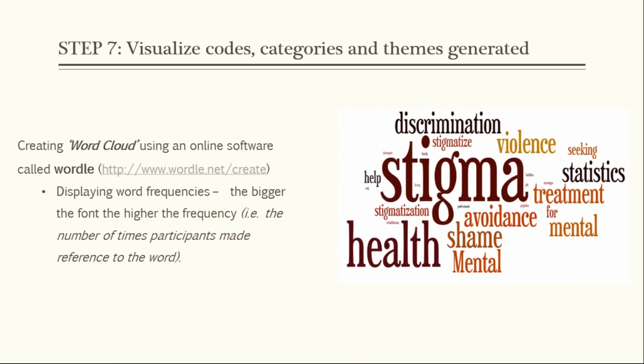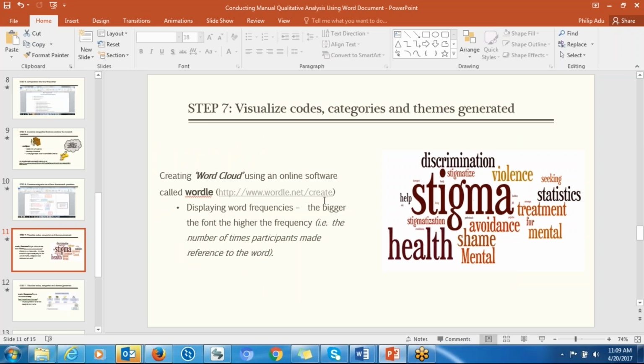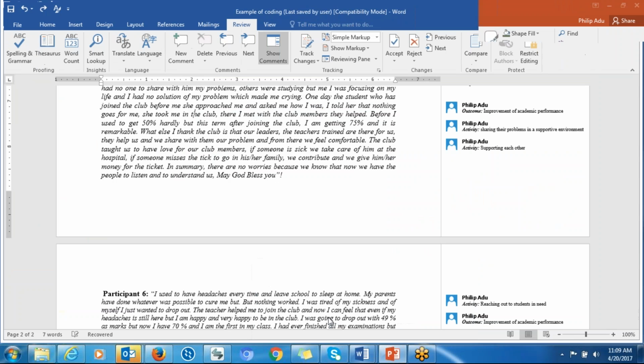And the last step is to visualize your nodes or codes, categories, and themes that you have generated. There are many ways of visualizing it. One way is to use wordle.net, and what happens is that you can just copy and paste. Let me show you quickly.